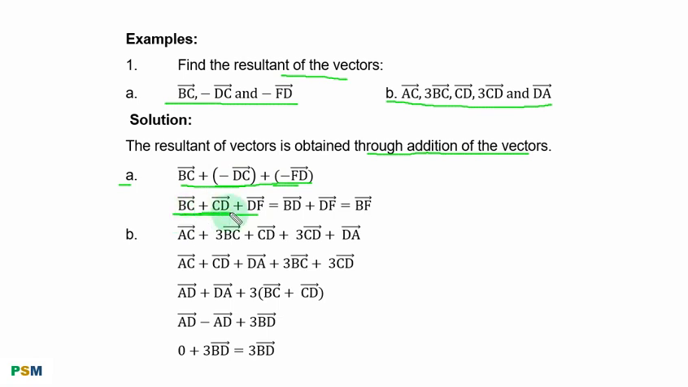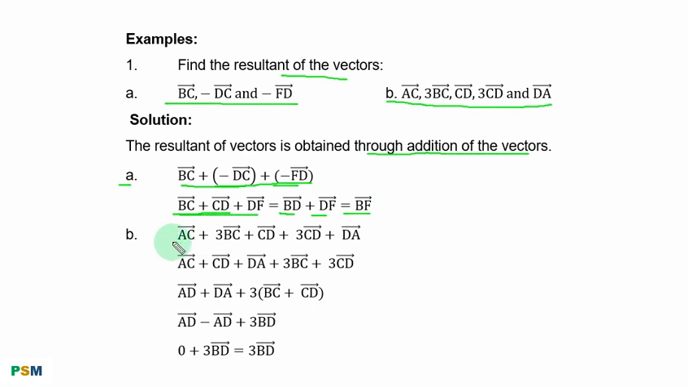These two vectors have point C in common. Hence, when you add, you have vector BD plus vector DF. The two vectors have point D in common. When you add, you have vector BF as the resultant of the three vectors.